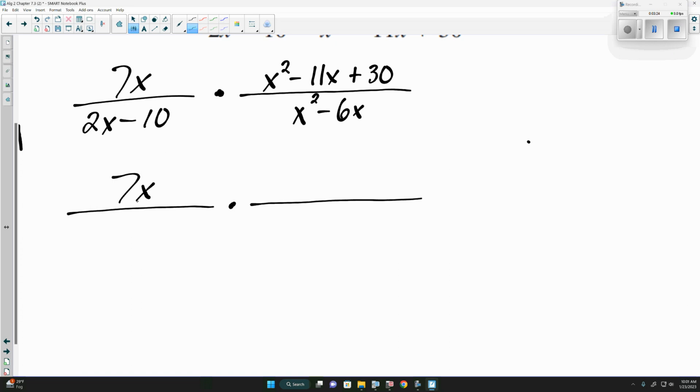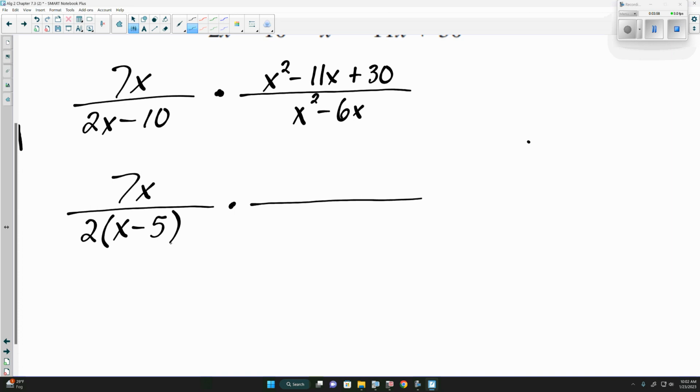Now we need to factor each one of these here. 7x is already as simplified as it gets. Now 2x minus 10, x squared minus 11x plus 30, and x squared minus 6x. Which one of these do we want to factor first? 2x minus 10. Is there a greatest common factor? We can factor it out. 2 times, if we factor 2 out of 2x, we have x minus 5, because we factor 2 out of 10, we're left with 5.